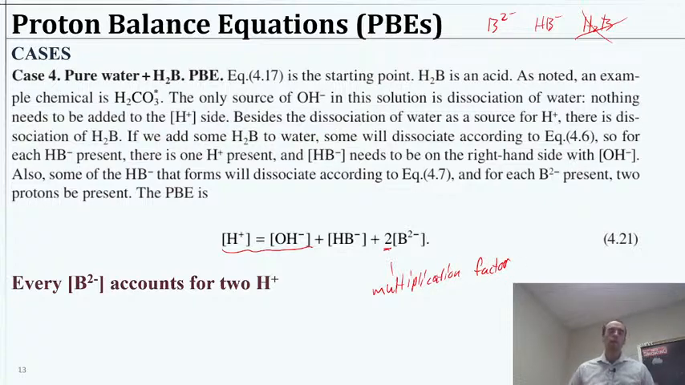So when necessary, we add that stoichiometry, kind of. It's not stoichiometry really, but same sort of concept. Okay, there's no sources of OH minus in this condition, so we are left with H plus is equal to OH minus plus HB minus plus 2B2 minus.